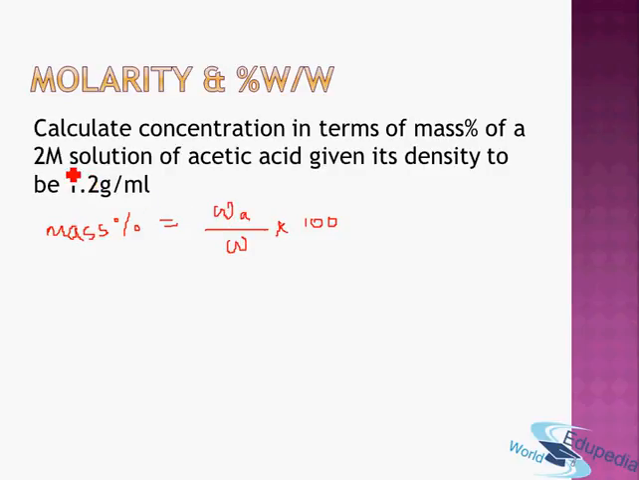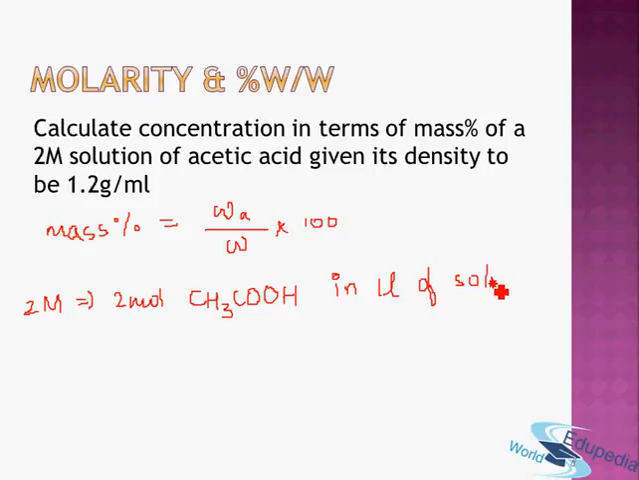What do I have? First I have molarity of solution. So how do I interpret molarity? Okay, we have learned this. 2 molar implies 2 mole of acetic acid. Acetic acid is CH3COOH. Okay, now I have told you what acetic acid is, so remember this. Acetic acid is CH3COOH. So 2 molar can be taken as 2 moles of solute in 1 liter of solution. This is how we interpret molarity.